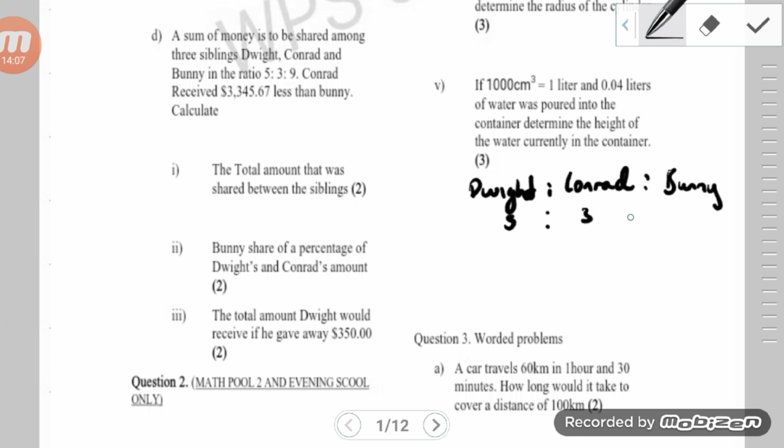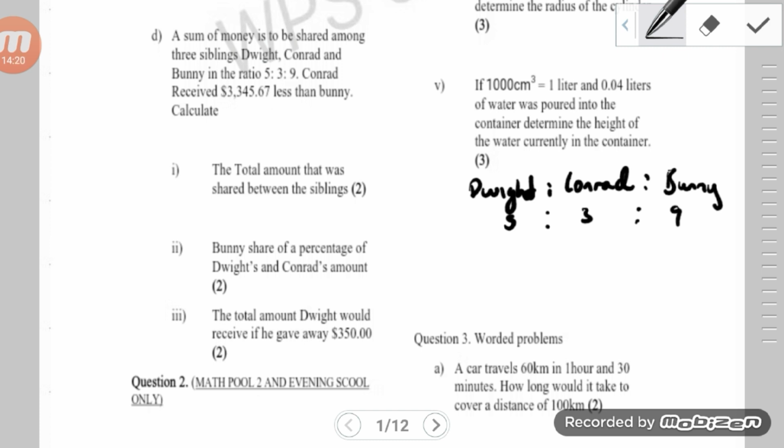Now, in this case here, we are looking at Dwight and Conrad being compared to Bunny. These are the 3 persons involved in the entire ratio. And of course, that is step 1. Then we're going to be writing down what are their individual shares. What shares did they get from the total sum of money that is being distributed? So Dwight got 5 portions, Conrad got 3 portions, and Bunny got 9 portions.